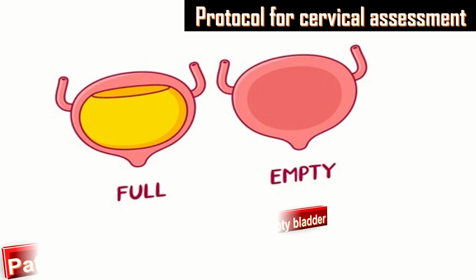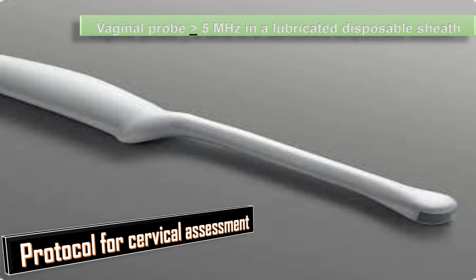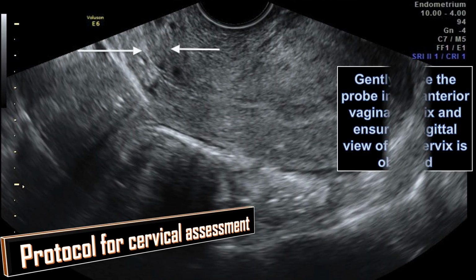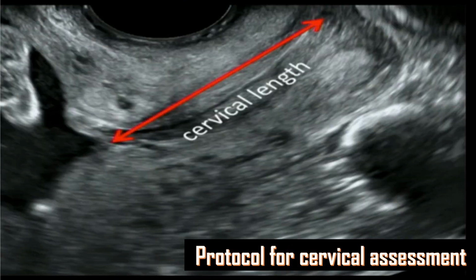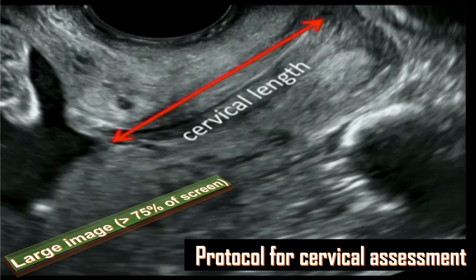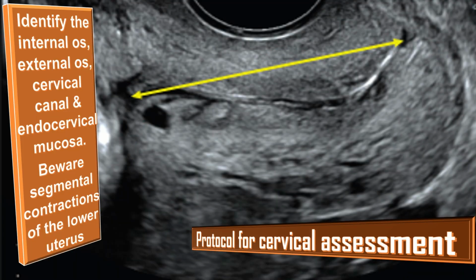The protocol for cervical length assessment includes patient in gynecological position, empty bladder, vaginal probe of equal to or more than 5 MHz in a lubricated disposable sheath. Gently place the probe in the anterior vaginal fornix and ensure a sagittal view of the cervix is obtained. Obtain a large image of more than 75% of the screen. Identify the internal os, external os, cervical canal and endocervical mucosa.